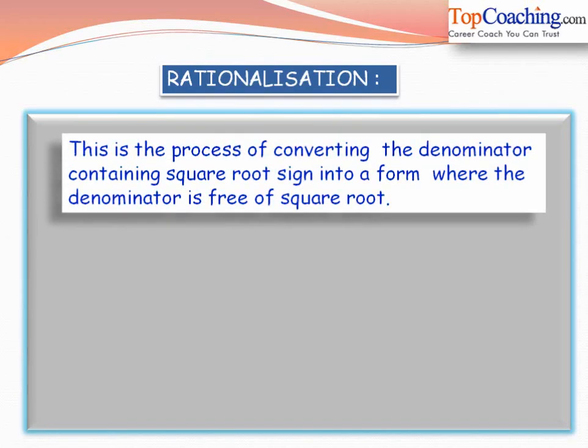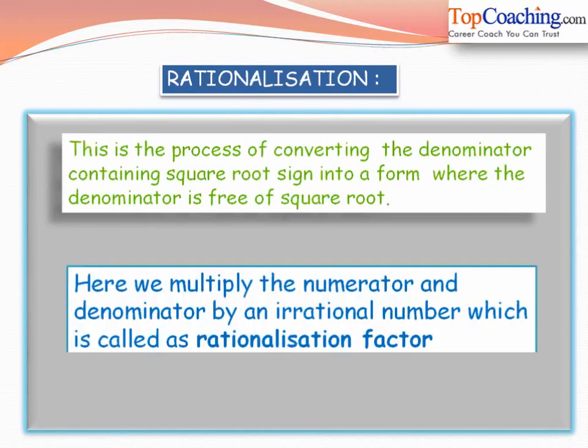This is a process of converting a denominator containing a square root sign into a form where the denominator is free of square root. So in this process we convert the denominator of any number containing the square root sign into a form where the denominator does not contain the square root sign. But what exactly do we do here?